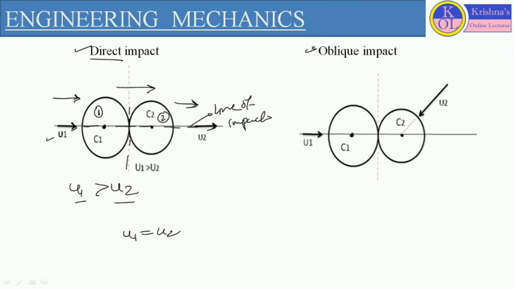Now, opposite to this, we consider oblique impact when two bodies are moving in different directions, and the direction of motion is not along the line of impact. That is called oblique impact. Here we are considering body 1 and body 2. Let us consider this is the direction of motion of body 1, moving with velocity u1, and this arrow represents the direction of motion of body 2 with velocity u2.